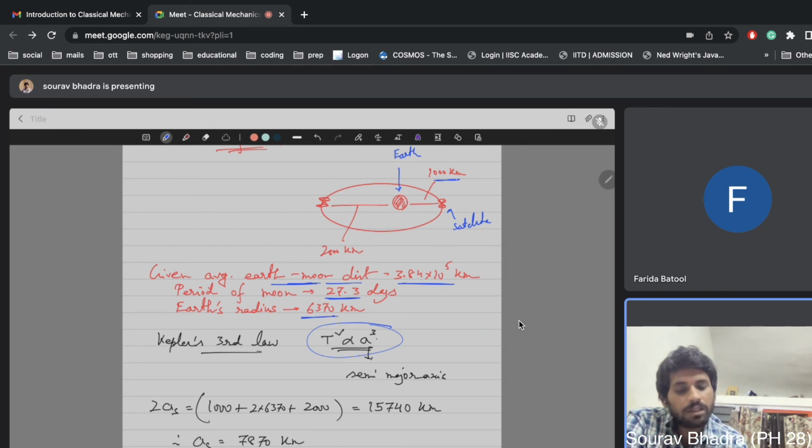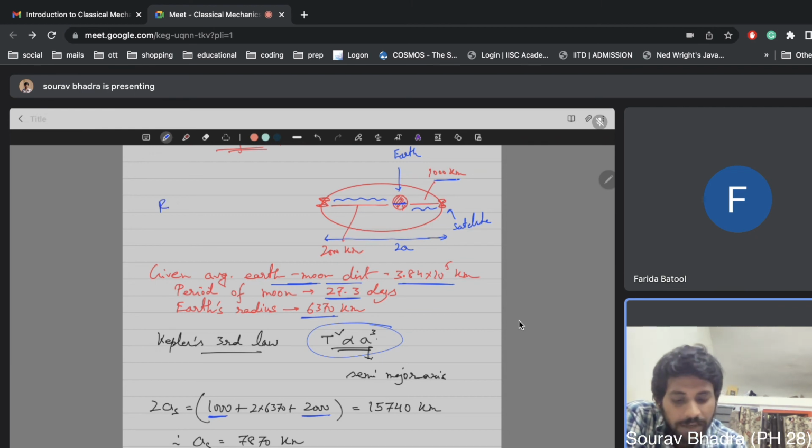Okay. Now for this satellite we first have to find the semi major axis. What is the value of the semi major axis? This total distance is 2a, which is 2 times the semi major axis. Now this 2a is actually this 2000 kilometer plus this 1000 kilometer plus the diameter of the earth, right?